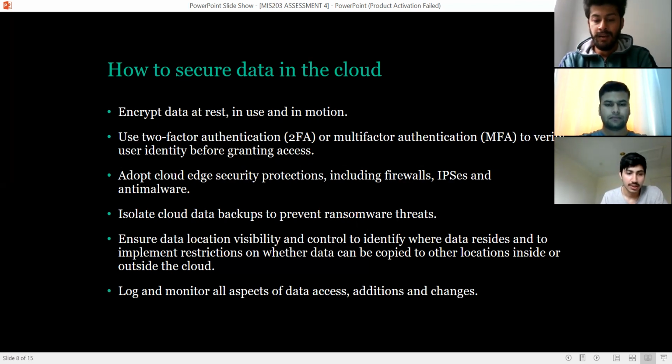Some general best practices to secure business data in the cloud include the following: encrypt data at rest, in use and in motion; use two-factor authentication or multi-factor authentication to verify user identity before granting access; adopt cloud edge security protections, including firewalls, IPSes, and anti-malware; isolate cloud data backups to prevent ransomware threats; ensure data location visibility and control to identify where data resides, and to implement restrictions on whether data can be copied to other locations inside or outside the cloud; log and monitor all aspects of data access, additions, and changes.